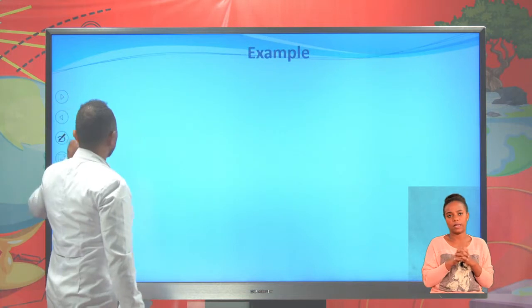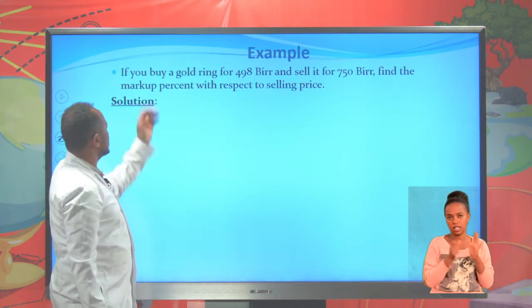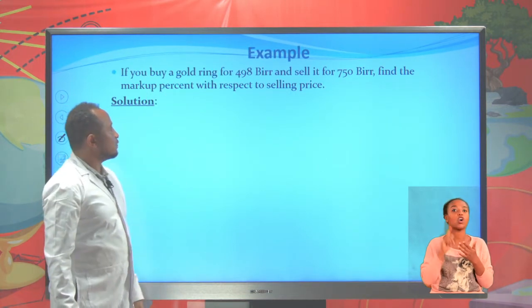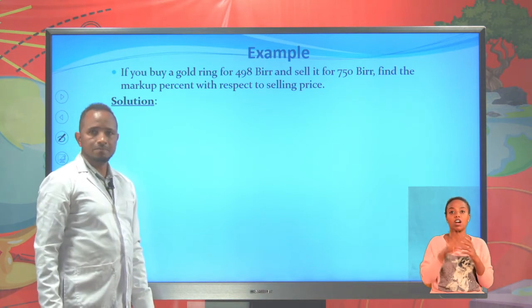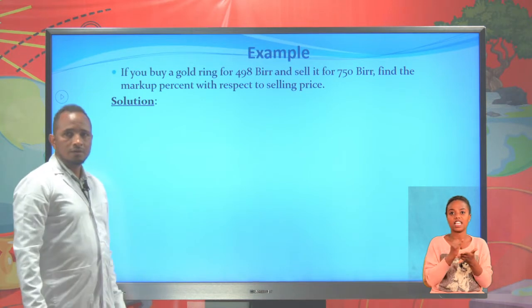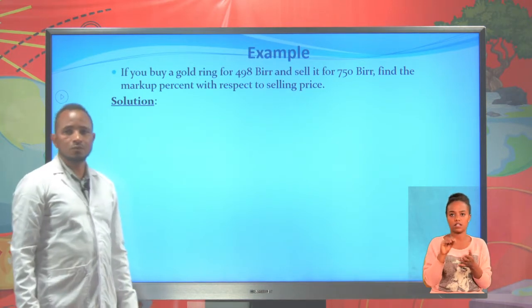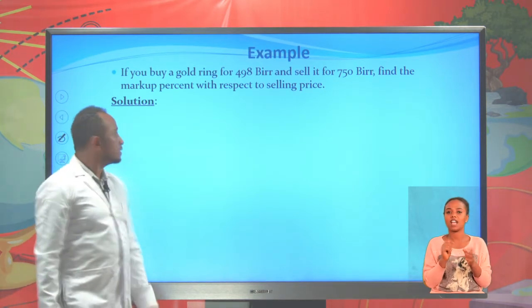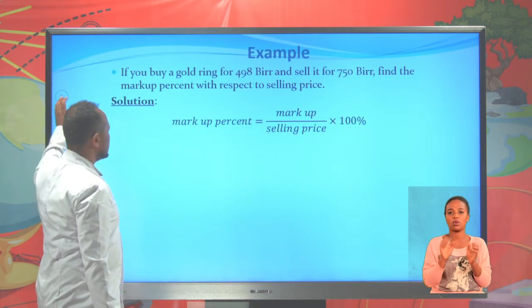Okay, now let's see an example for this. If you buy a golden ring for 498 birr and sell it for 750, find the markup percent with respect to selling price, it says here. So let's see the solution.